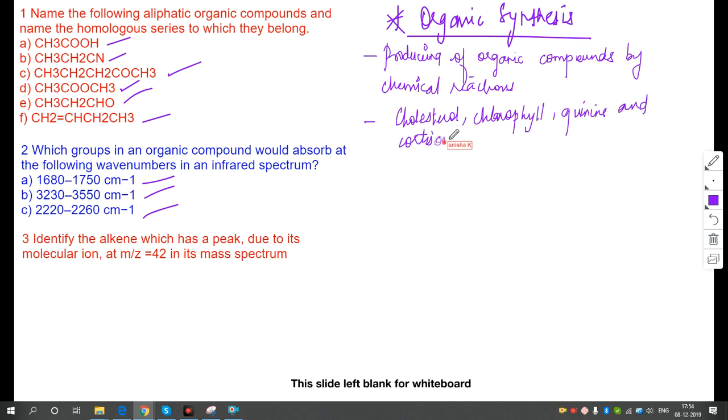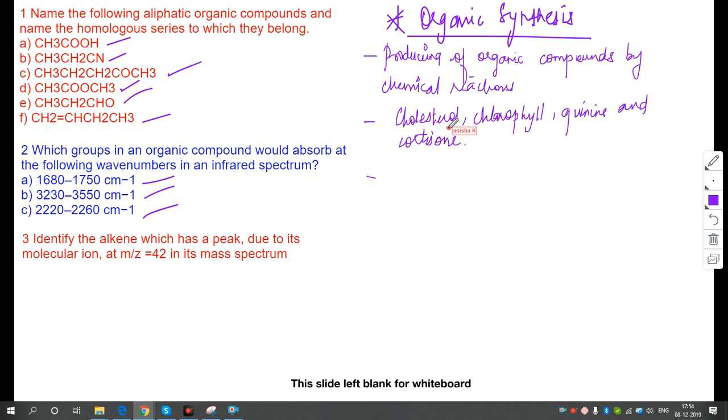Even if you're not doing biology, cholesterol is a very common word. It's just that fatty substance, the unwanted fatty substance which settles down in the body, known as cholesterol. Chlorophyll is also a green pigment used by plants to produce their food. Quinine and cortisone are some chemical substances. This scientist synthesized these natural products and hence he got a Nobel Prize, in 1965. Not very recently, but in the 19th century.